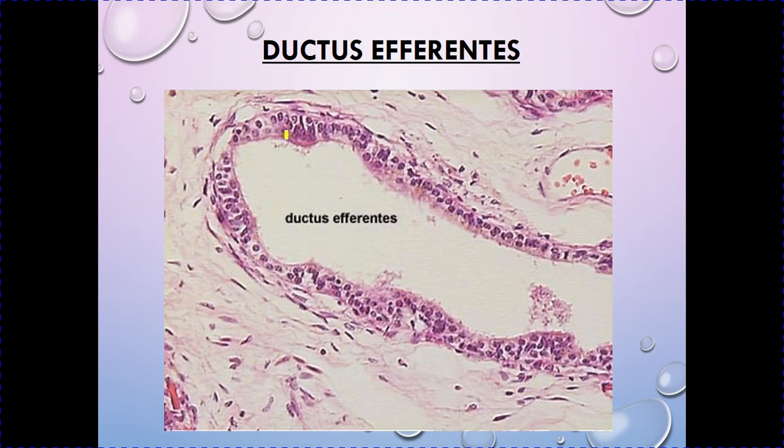This is a microscopic image of the ductus efferentis, also called vasa efferentia, also called efferent ductules. You can use any name. You can say ductus efferentis, vasa efferentia, or efferent ductules. They are the same. This is the epithelium, it is lined by simple columnar cells. Some are ciliated and some are non-ciliated.